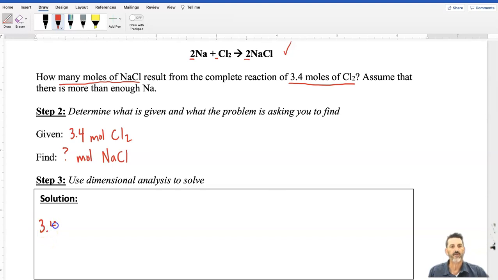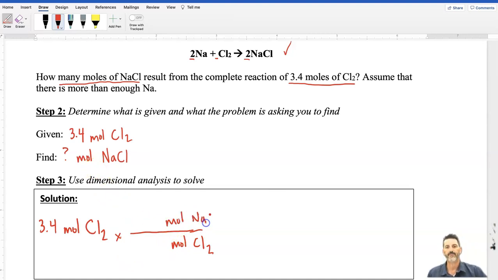So 3.4 moles of chlorine. Okay, now I don't want to put numbers in yet. I just want to deal with the units. So I want to put moles of chlorine on the bottom because I know I want to cancel that out. I want to get to moles of NaCl, so I'm going to put that on the top.